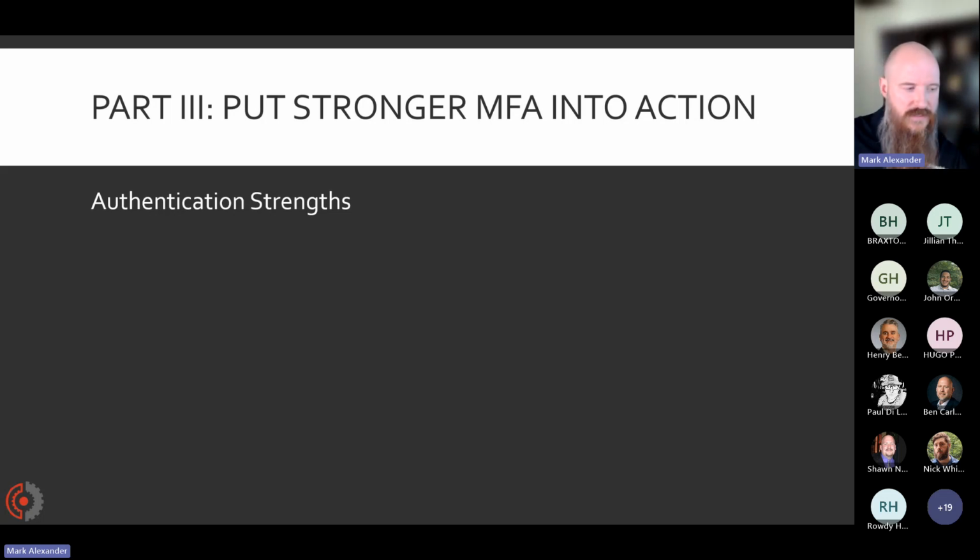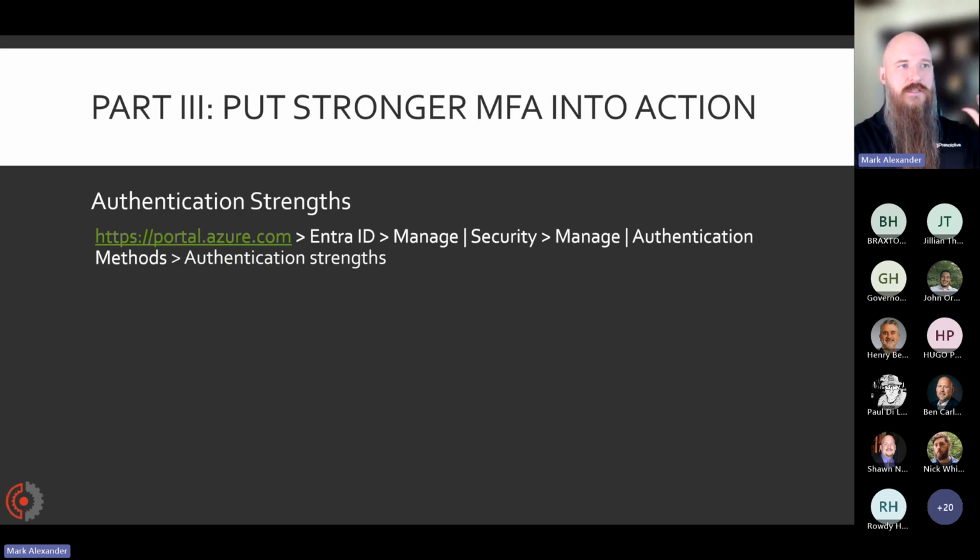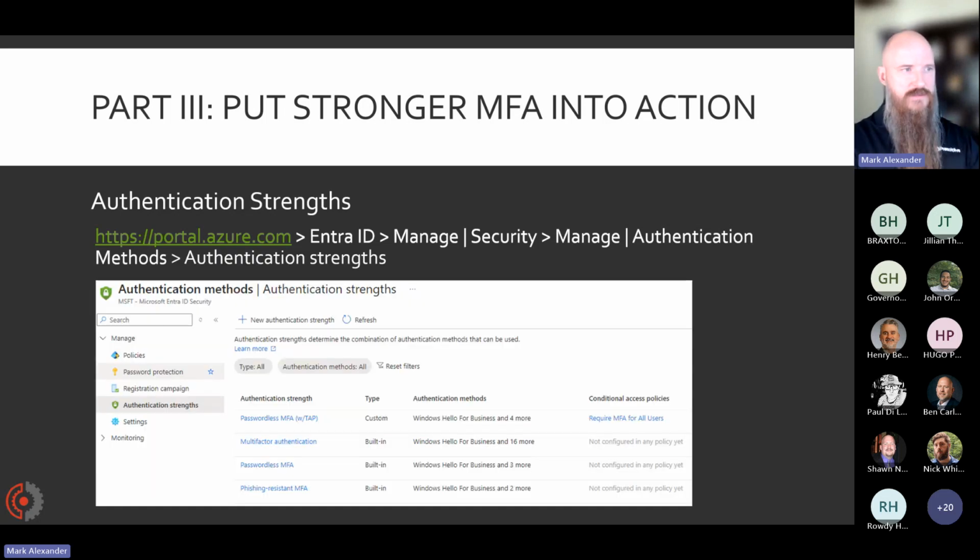So I've been talking about CAs is where the magic happens. And the way this happens is through a new mechanism. You may have seen this, but it's called authentication strengths. And to get to your authentication strengths, you would go back into that security area under the authentication methods, and there's an option to click on authentication strengths.